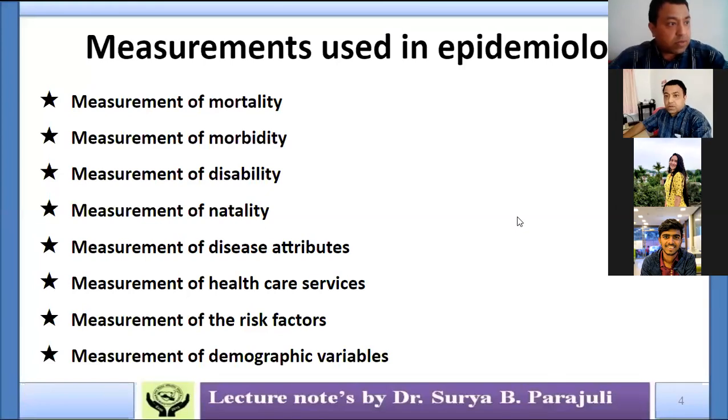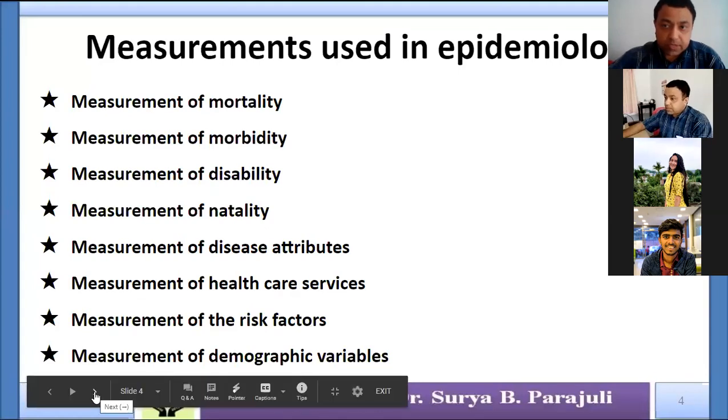Measurement of demographic variables. Please go to chapter 2 of our book and try to read health indicators thoroughly, because this is very, very, very important. You should know all the indicators.